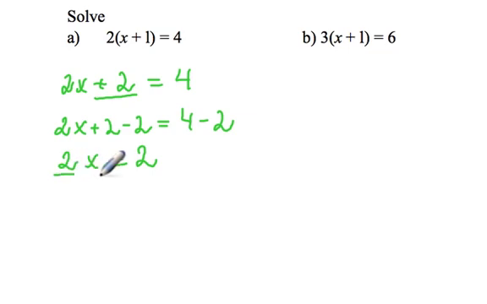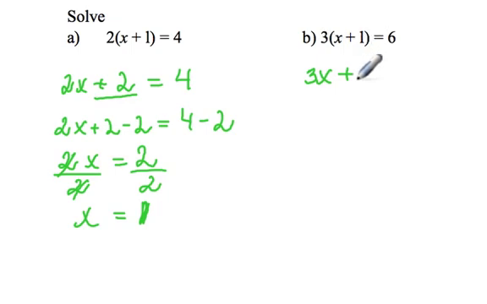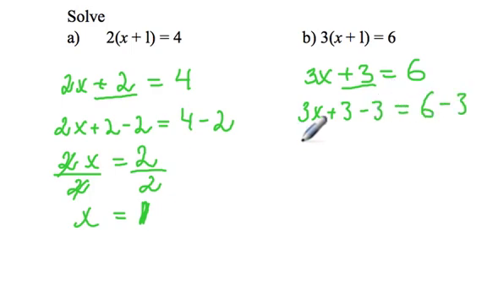Now x is multiplied by 2, so we divide both sides by 2. Leaves x equals 2 divided by 2 is 1. Question B. Again, we will expand first. 3x plus 3 times 1, 3 equals, on the right side we have 6. The separate value is 3, so we will subtract 3 on both sides of the equation. Leaves 3x equals 3. Now x is multiplied by 3, so we are going to divide both sides of the equation by 3, and x equals 1.